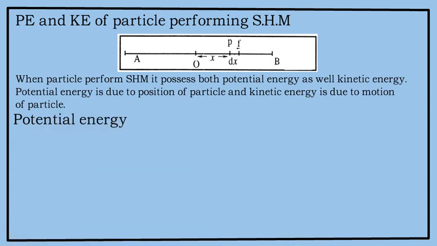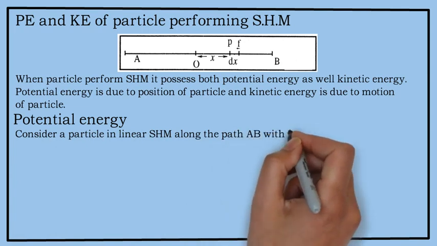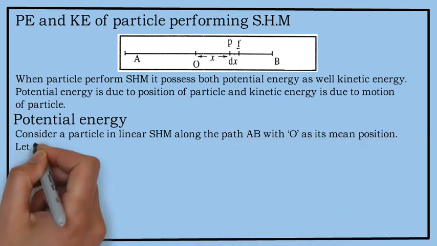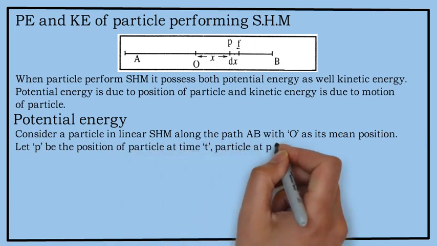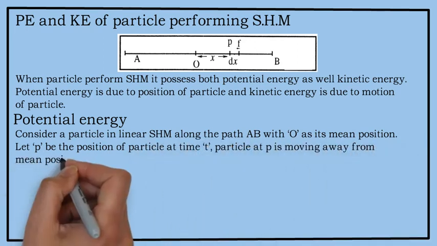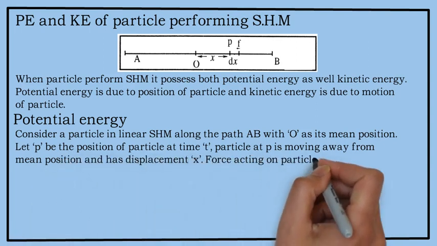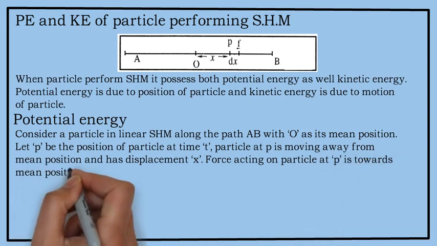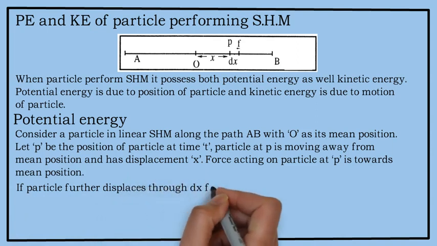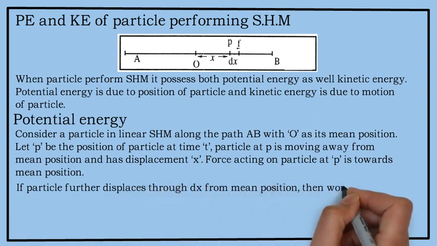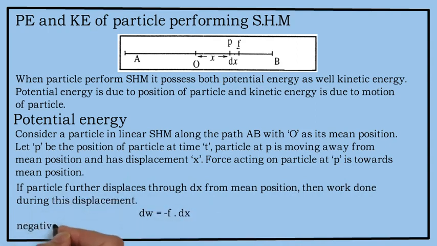Potential energy. Consider a particle in linear SHM along a path AB, with O as its mean position. Let P be the position of the particle at time t. The particle at P is moving away from the mean position and has displacement x. Force acting on the particle at P is towards the mean position. If the particle further displaces through a small distance dx from the mean position, then the work done during the displacement is dW equals minus F into dx.